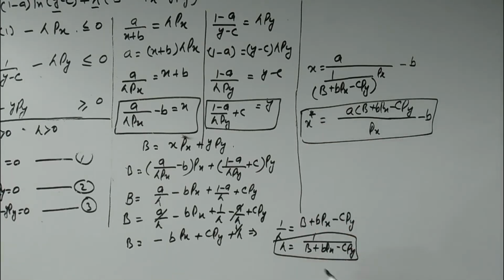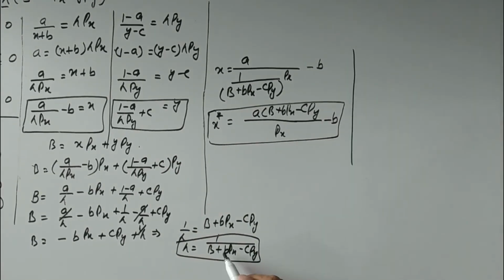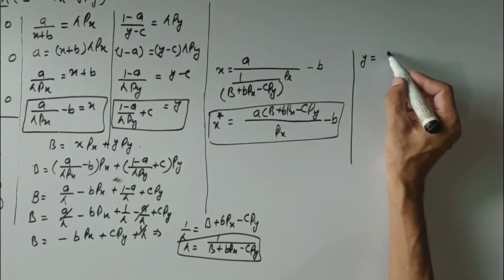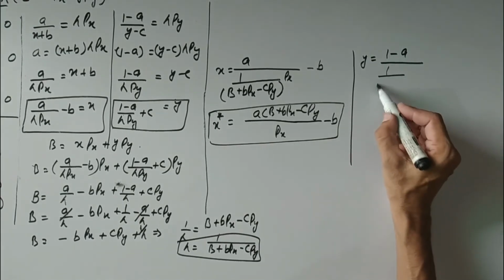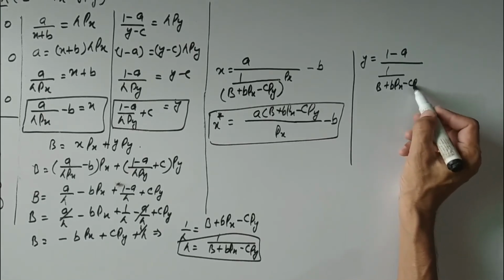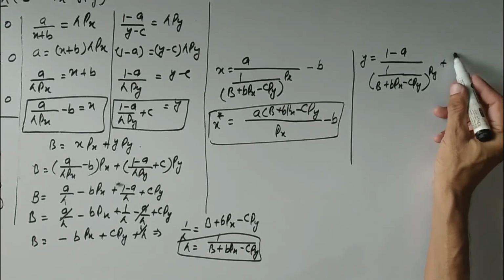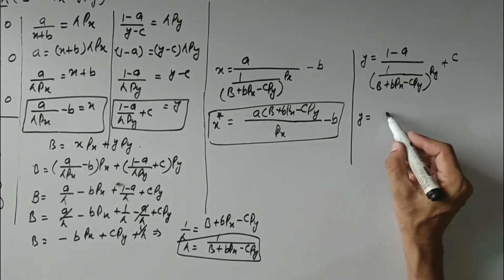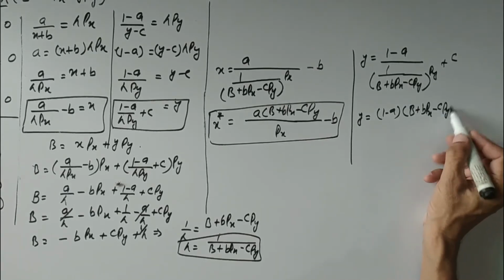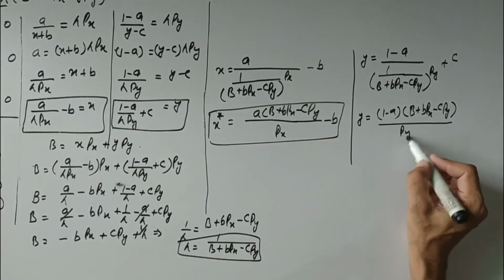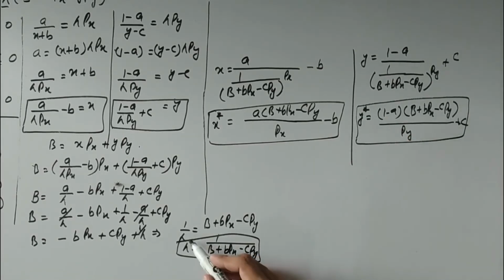Now similarly, I have to put the value of lambda in y. y equals 1 minus a upon lambda into p of y plus c, where lambda is 1 upon b plus b p of x minus c p of y. So y becomes equal to 1 minus a into b plus b p of x minus c p of y upon p of y plus c. So this will be the value of y star, and this will be lambda star.